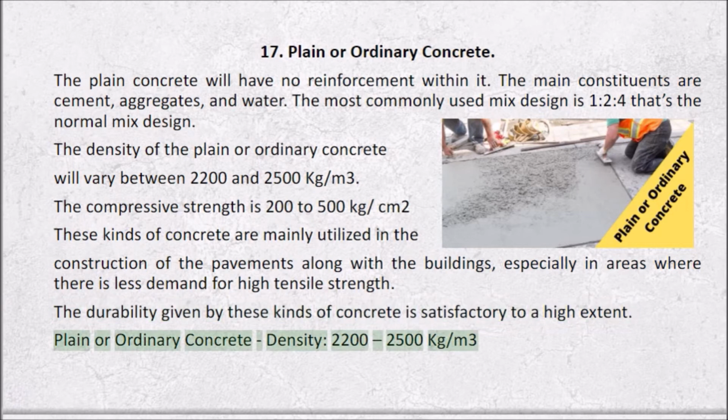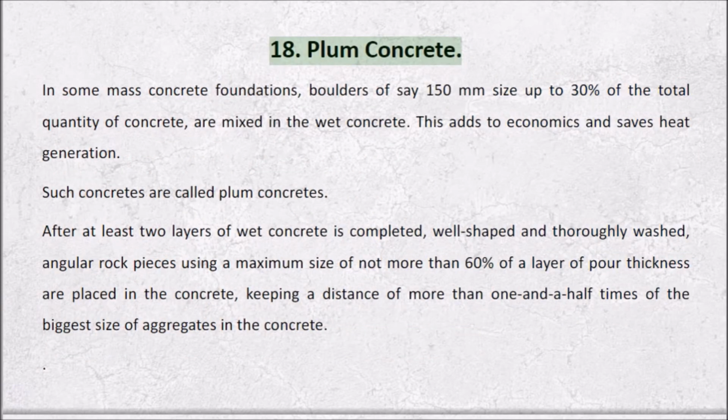Plain or ordinary concrete density, 2,200–2,500 kg/m³. 18. Plum concrete.